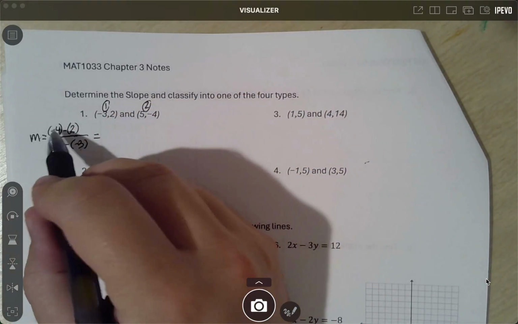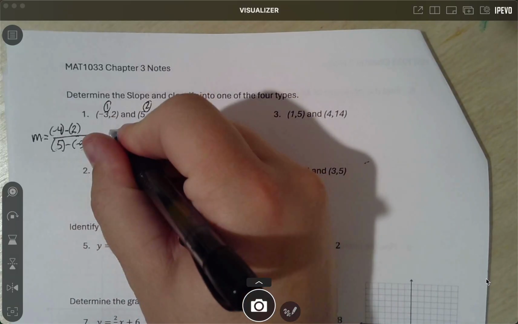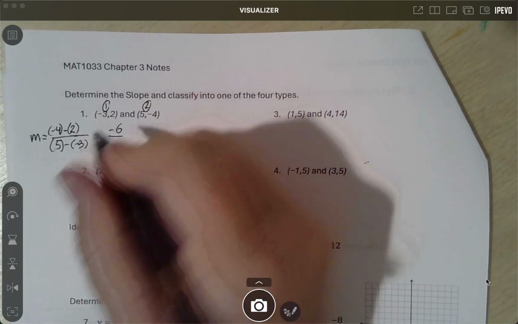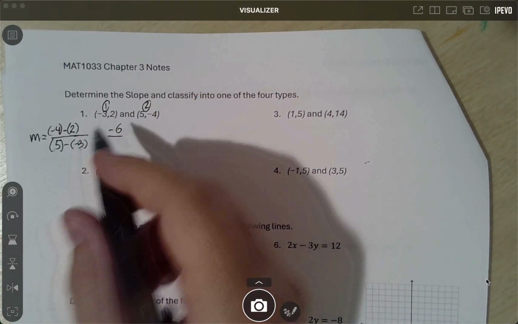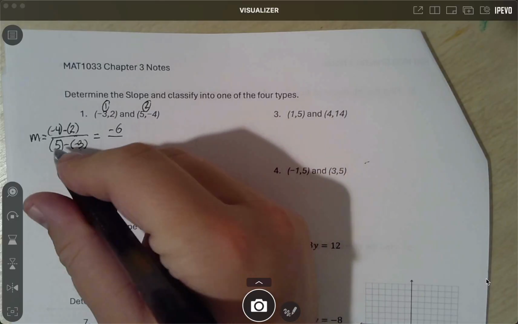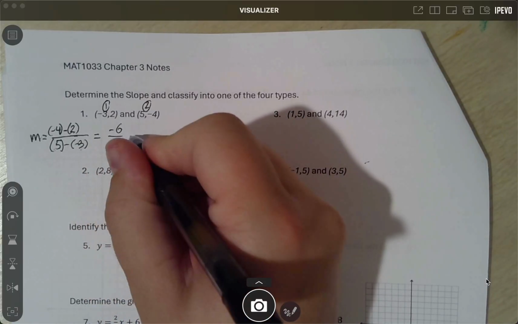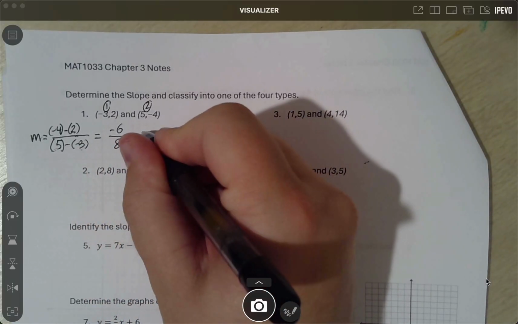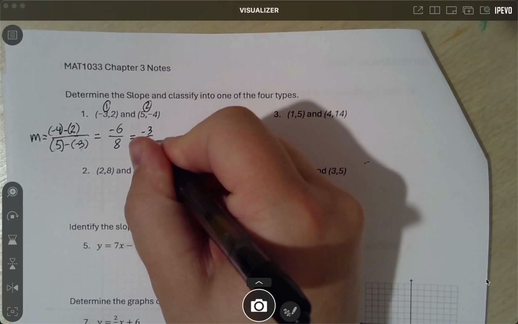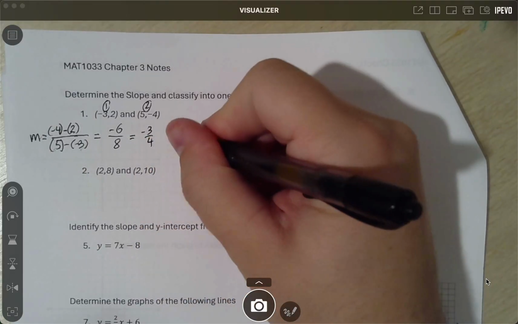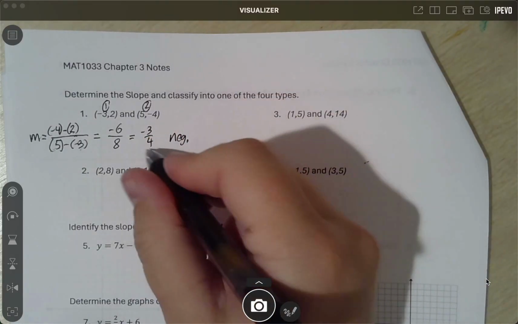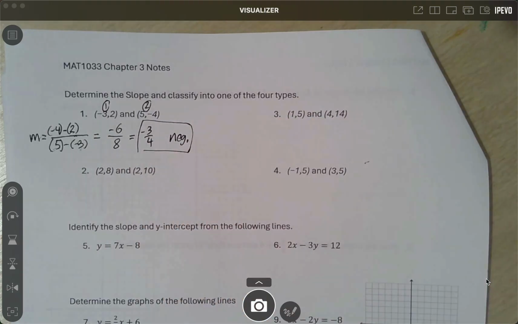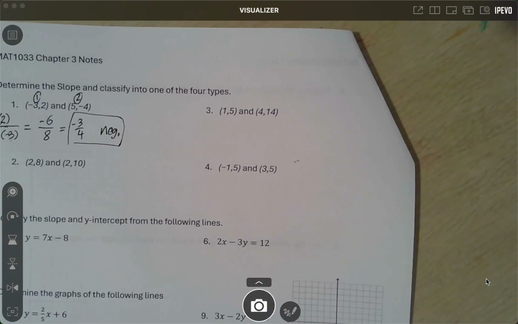On top, I've got negative 4, essentially minus 2, which would be negative 6. On the bottom, I've got 5 minus negative 3, which will double negate and become 5 plus 3, which would be 8. And I can reduce that. That'll be negative 3 over 4. And so I've got a negative slope. Great. All right, let's keep going.